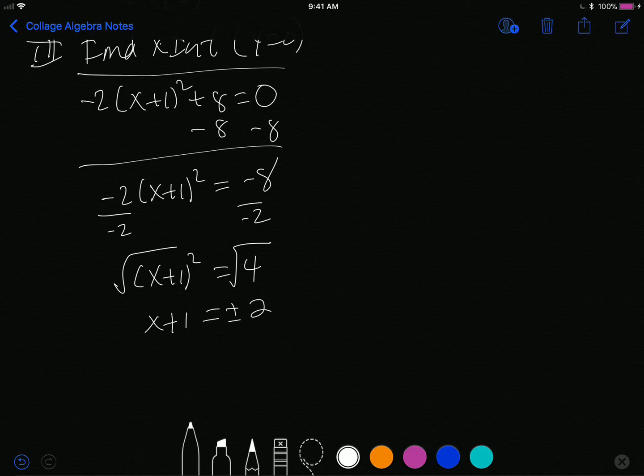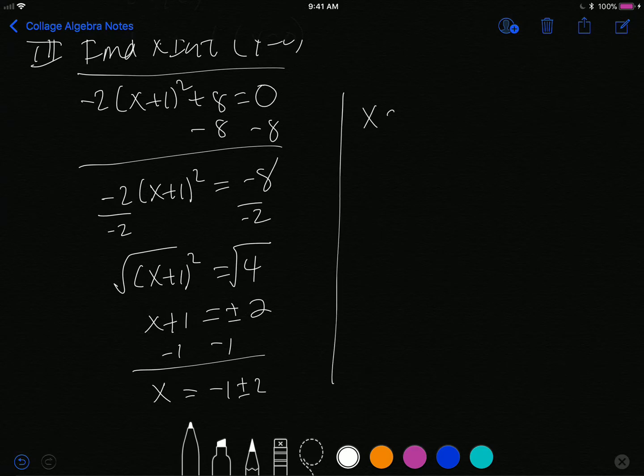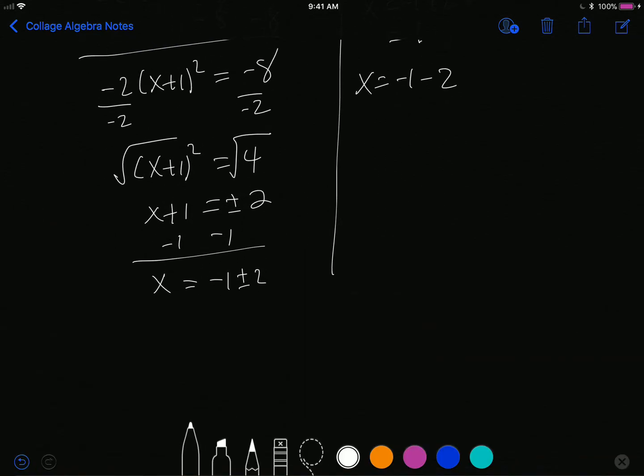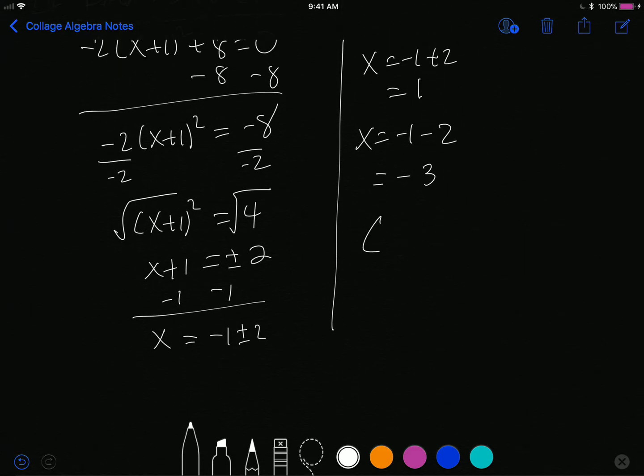Again, we try to find a complete solution. So when we take a square root in an equation, we have to go both plus and minus. Subtract 1. So I have then that x is equal to negative 1 plus or minus 2. Well, negative 1 plus 2 is 1. And then negative 1 minus 2 is negative 3. So my two x-intercepts are (1, 0) and (negative 3, 0).